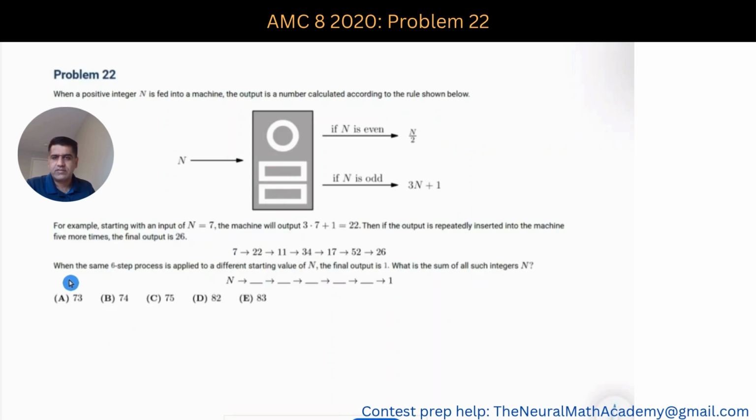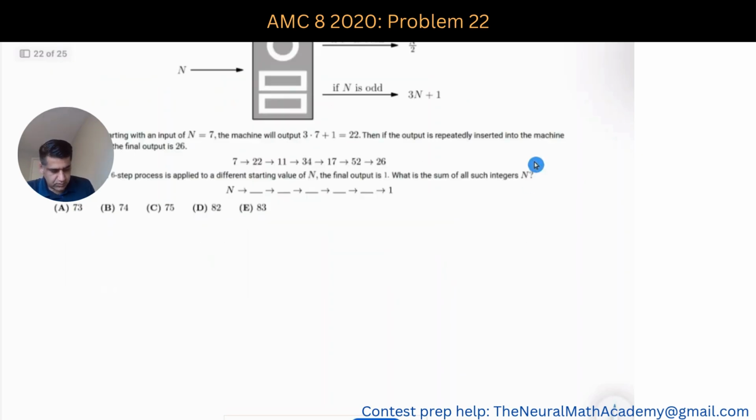And we have to answer that when the 6-step process is applied to a different starting value of n, the final output is 1. What is the sum of all such integers? So when the final output is 1, we have to find the sum of all integers for n.